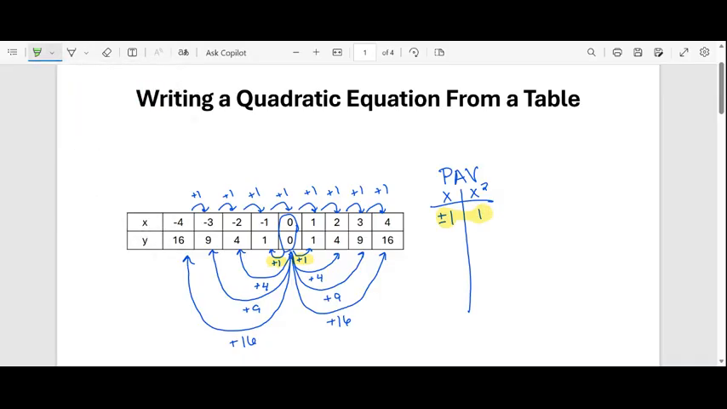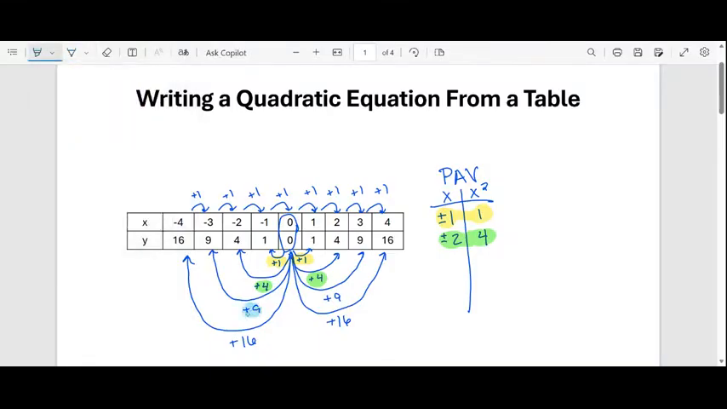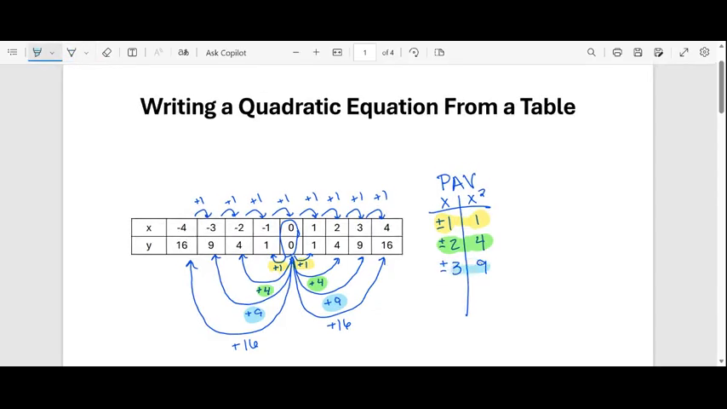If I go left or right 2 squares, right? So I went 2 squares from the center. I went up 4 squares. And that is what I highlighted in green there. Let's keep going. If I go left or right 3 squares, I'm going up 9 squares. That's what I highlighted in blue there.